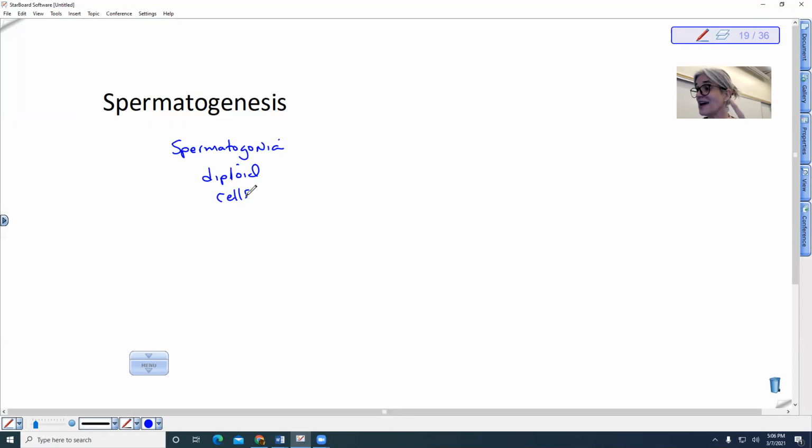So I'm just going to talk about that, and I'll show you the image that you have in your book. So the spermatogonia are going to go through two stages of meiosis. So meiosis 1 and meiosis 2, right? And so ultimately, we are going to have 4 haploid cells. So these are going to be the sperm.